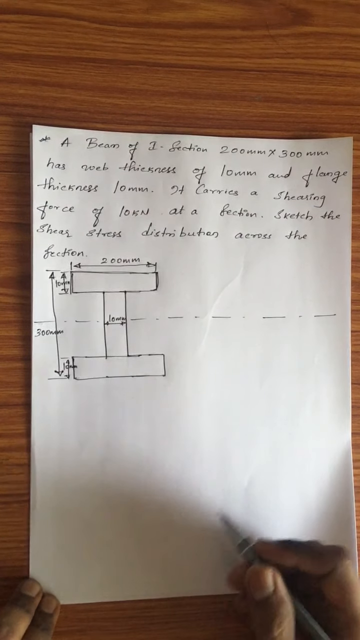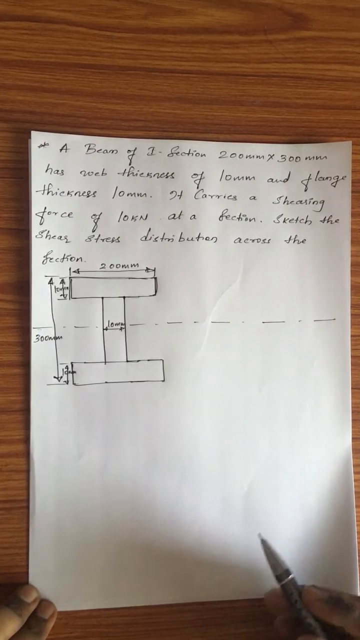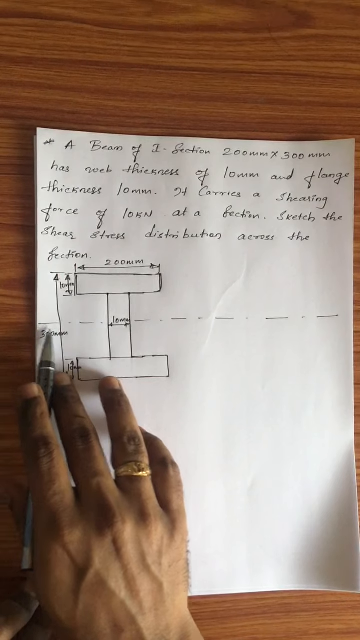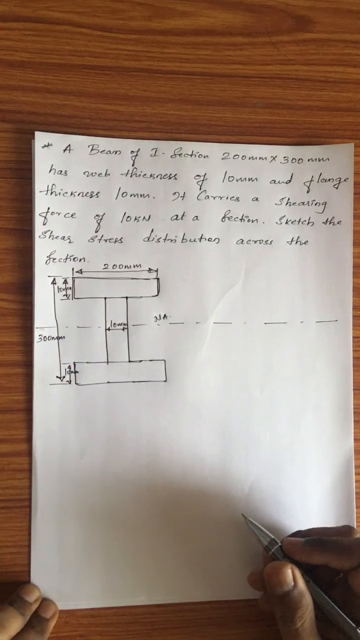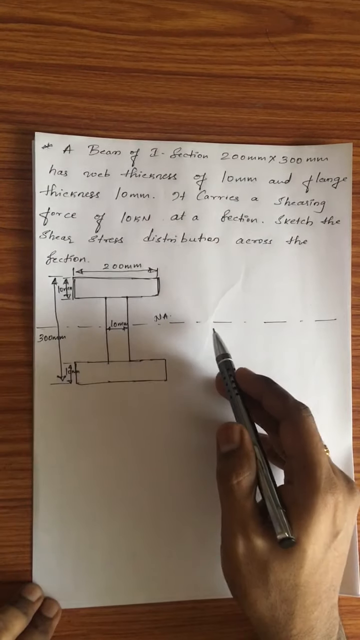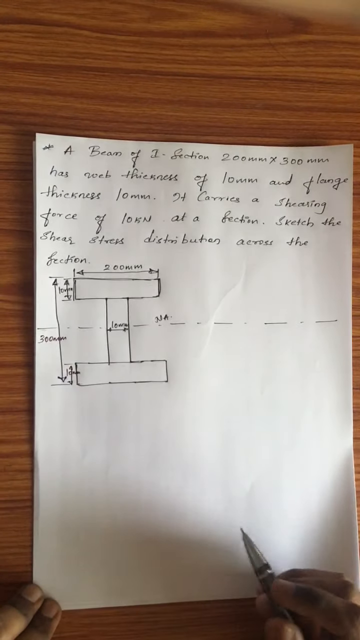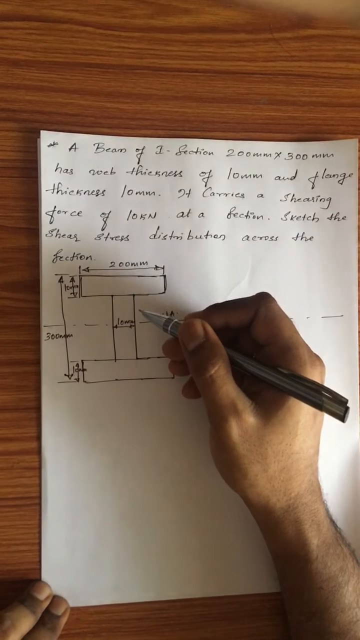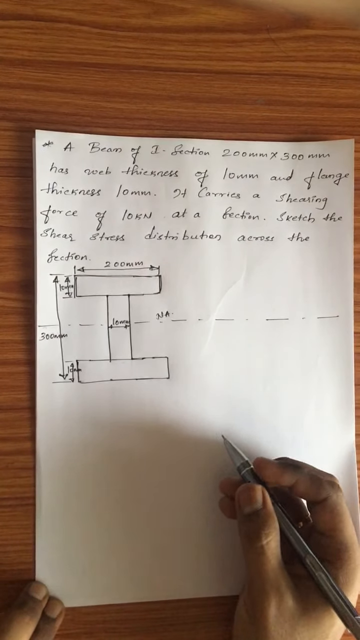So first thing first, I've drawn the diagram of this I section beam based on the problem, what it looks like. And not just that, I also have drawn one neutral axis which passes through it. Now the first thing I need to do here is locate the neutral axis, and as you're seeing, this beam is basically symmetrical about the horizontal as well as vertical axis. So we know that the neutral axis from the top layer will be exactly in the middle.